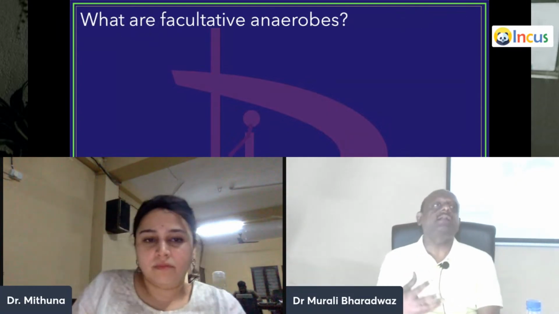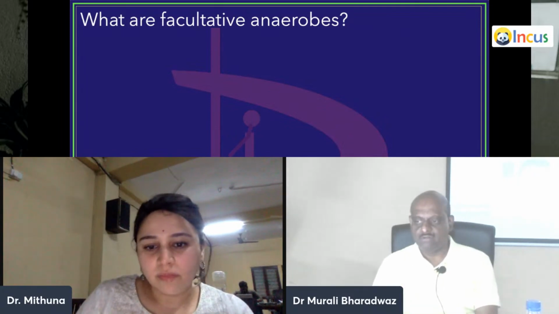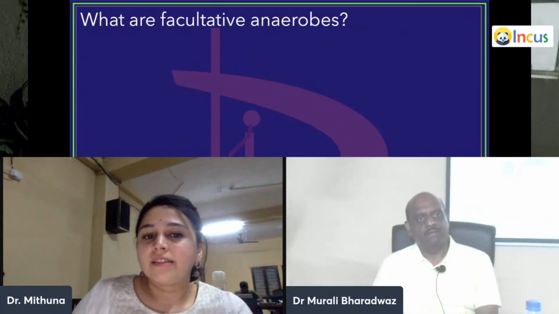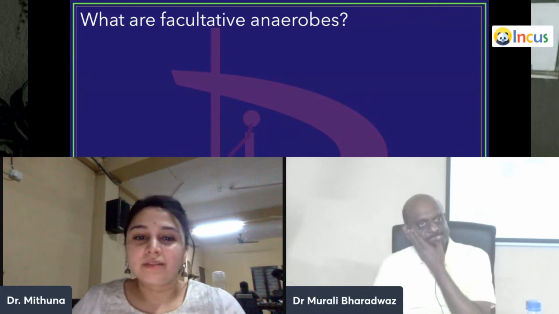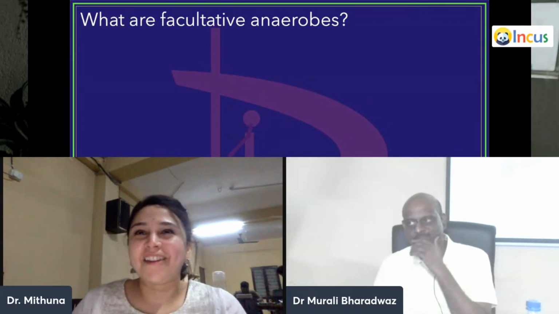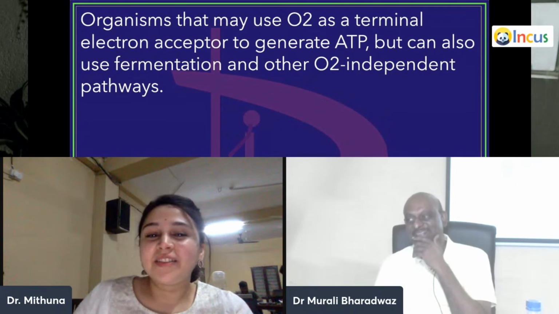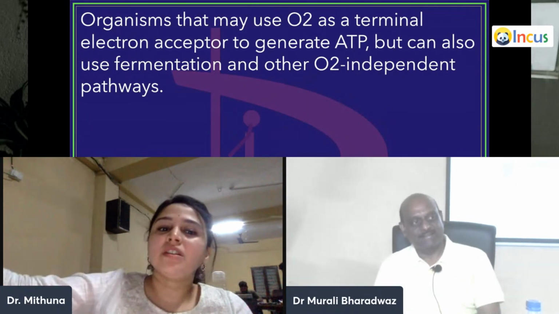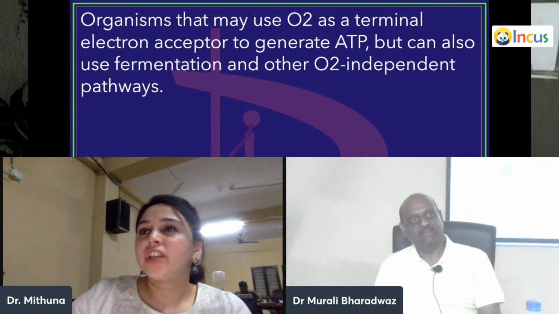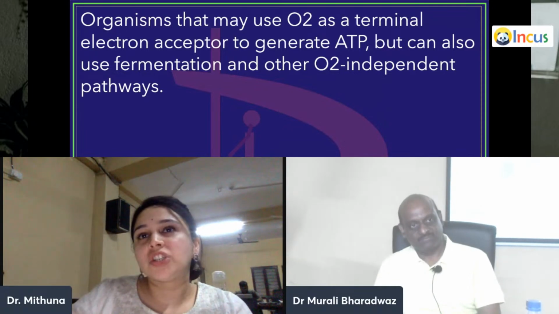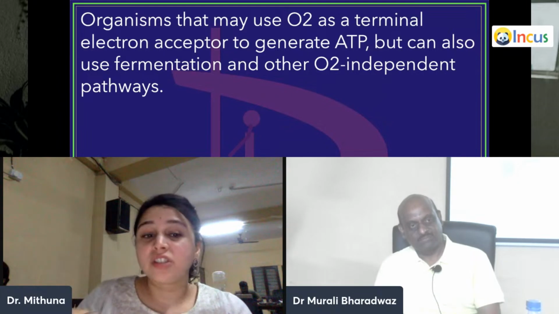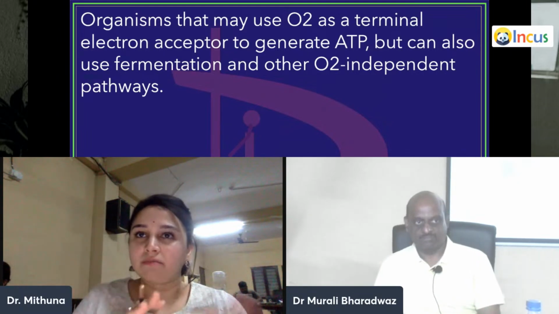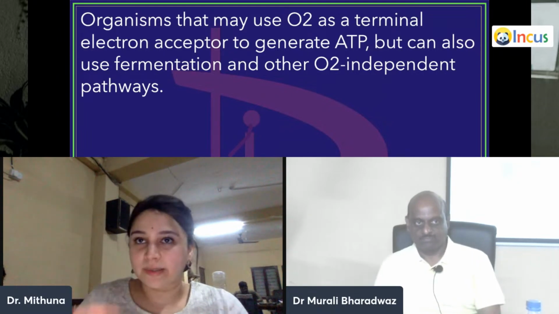What are facultative anaerobes? Just like I said, the cat on the wall, they belong neither here nor there. So they may use oxygen as the last terminal electron acceptor to generate ATP, but also use fermentation and other oxygen independent pathways. So they can survive in both ways.